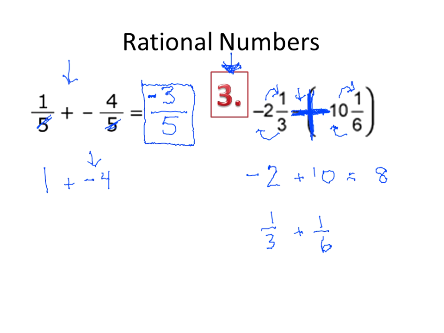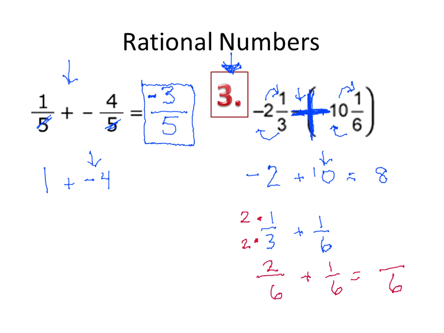So same signs, add and keep, different signs, subtract. 10 minus 2 is 8. Keep the sign of the higher number. We're going to stay positive. Okay, with fractions, you have to have common denominators. So I can't add those yet. So to get a common denominator, I'm going to multiply this side by 2. Whatever I do to the bottom, I have to do to the top. So 3 times 2 is 6. 1 times 2 is 2. So now I've got 2/6 plus 1/6.